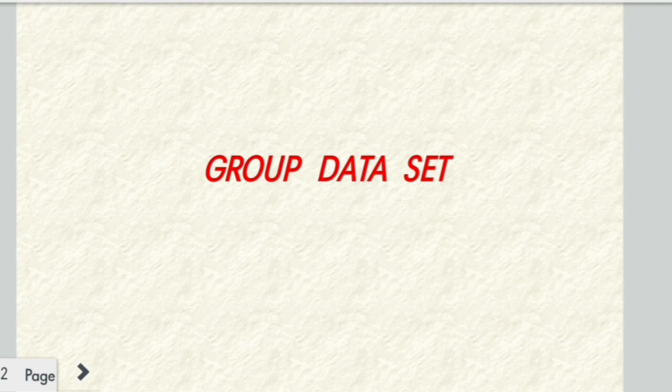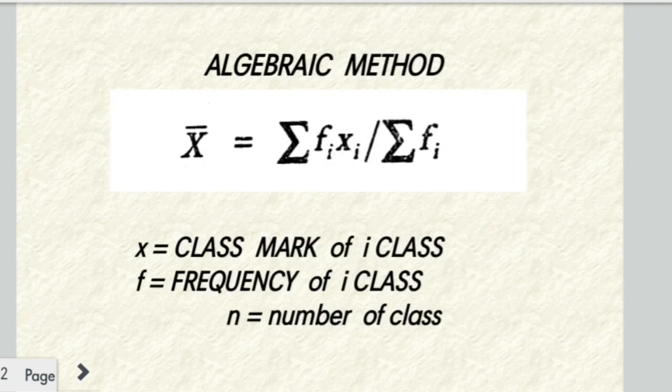Now I follow the steps of the algebraic mean of a group dataset. Formula of the algebraic method of a group dataset: mean equals summation fx by summation f, where x equals the class mark of the i-th class, f equals the frequency of the i-th class and n equals the number of classes.